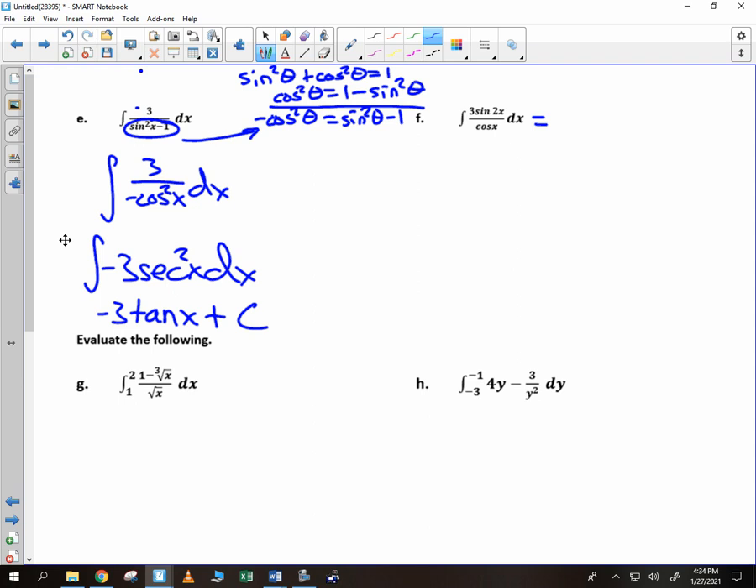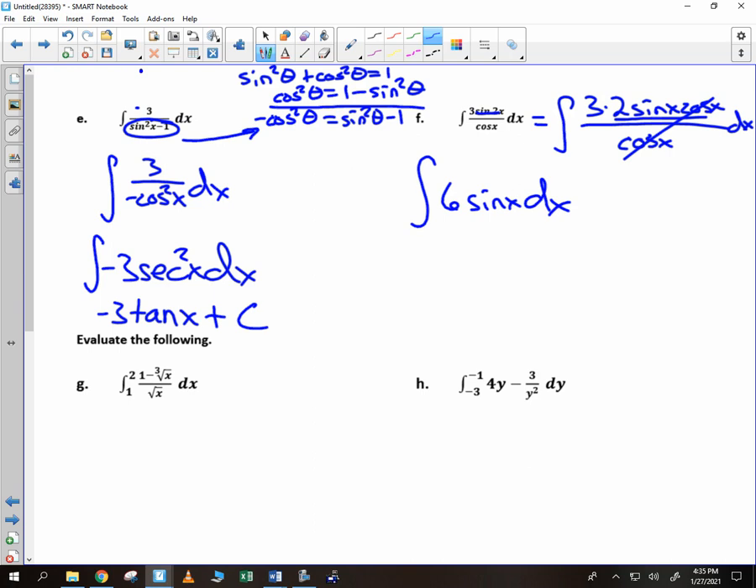So this is equal to the integral of 3 times 2 sine of x cosine of x over cosine of x dx. So that's our substitution. So sine of 2x is substituted to be that guy. Notice how the cosine of x is canceled. We get the integral of 6 sine of x dx, and you know that that is negative 6 cosine of x plus a constant. There you have it.